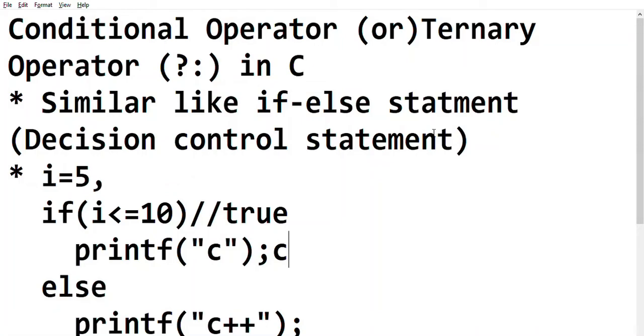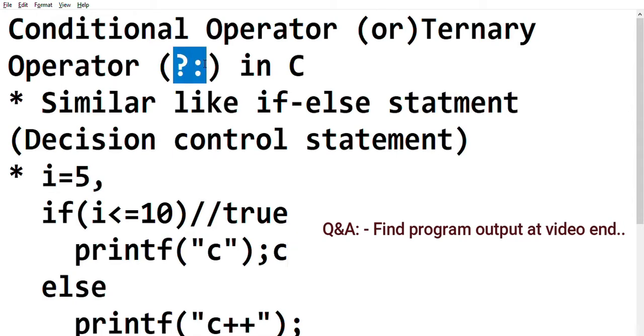Conditional operators, or ternary operators. The ternary operator symbols are the question mark and colon. Okay, what are ternary operators? It's similar to an if-else statement. The if-else statement is a decision making control statement.